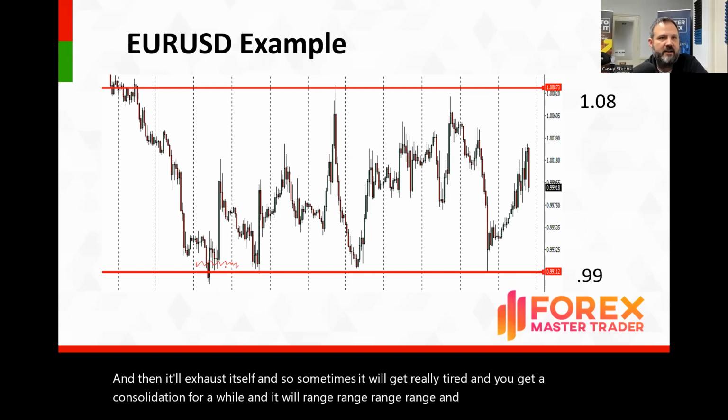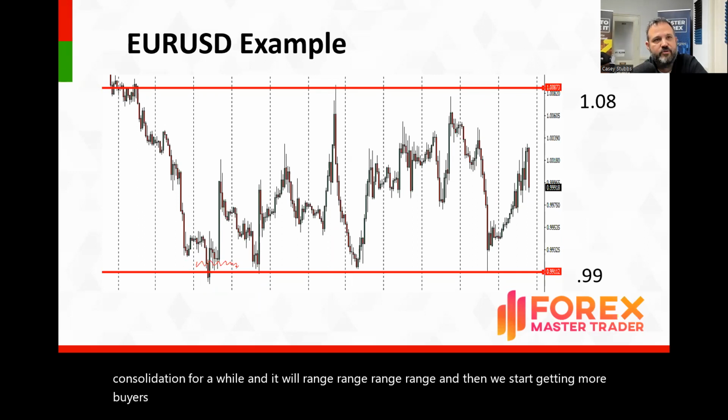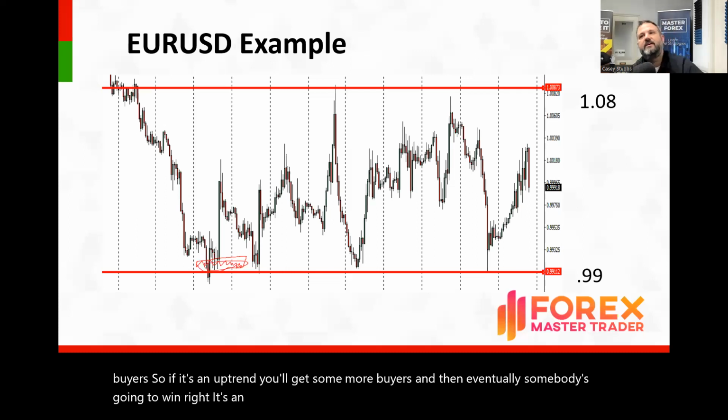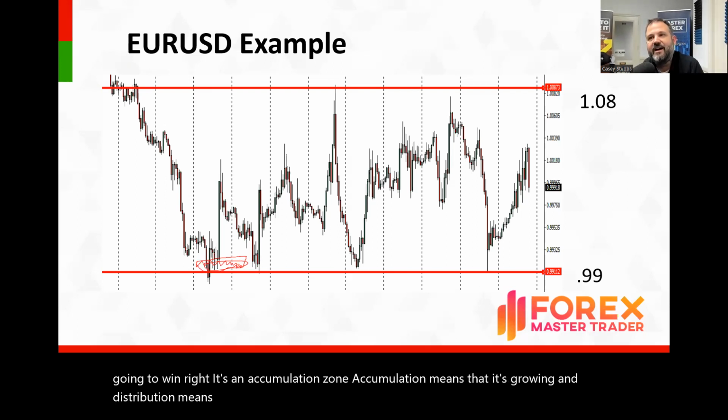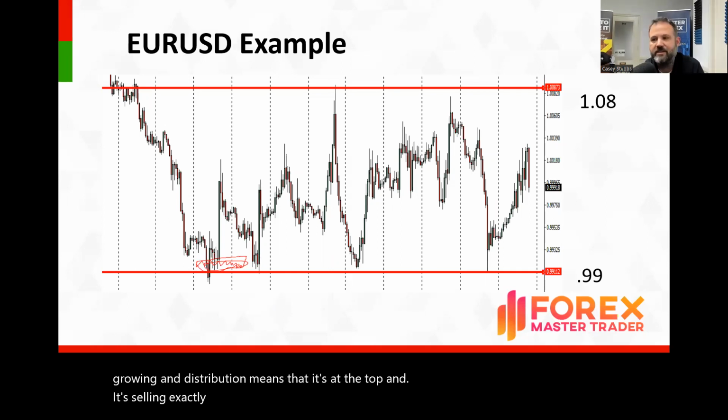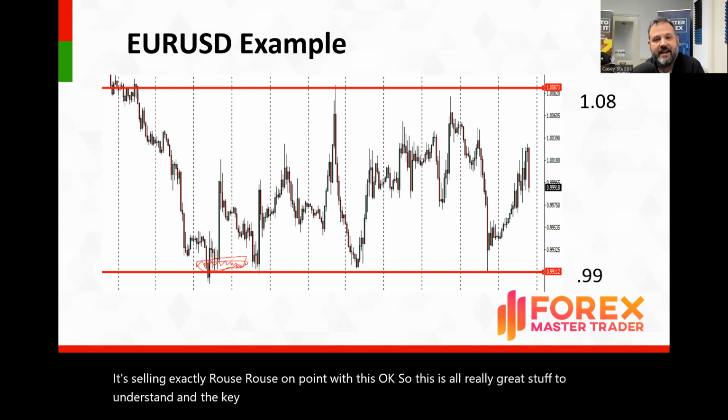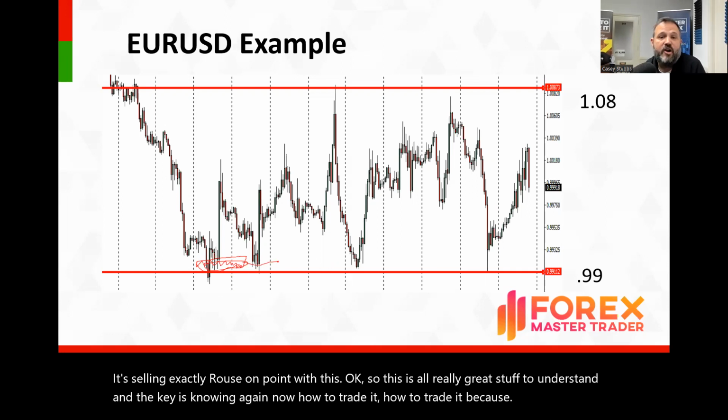And then we start getting more buyers. So if it's an uptrend, you'll get some more buyers, and then eventually somebody's going to win, right? It's an accumulation zone. Accumulation means that it's growing, and distribution means that it's at the top and it's selling. Exactly. Rouse on point with this. Okay. So this is all really great stuff to understand. And the key is knowing, again, now how to trade it, because I like knowing what's happening.